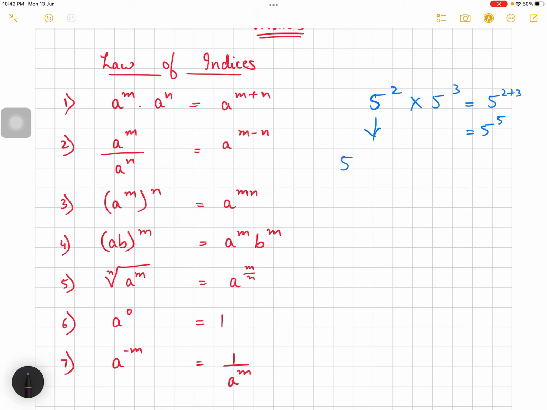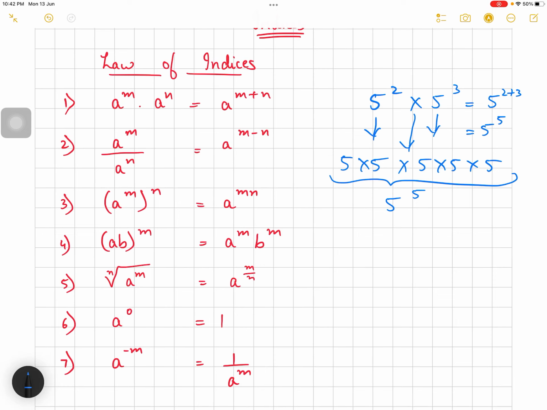What is 5 raised to 2? 5 raised to 2 is 5 into 5, right? And 5 raised to 3 is 5 into 5 into 5. So 5 is multiplied 5 times, correct? So this is 5 raised to 5, right? So with this I proved the first law, that is a raised to m into a raised to n is a raised to m plus n.